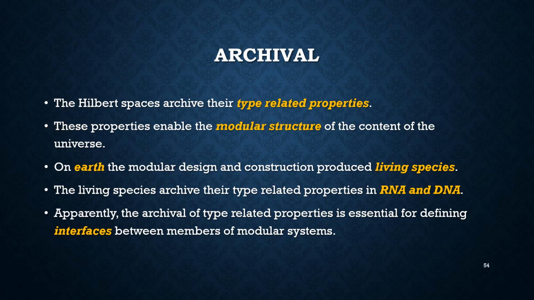The Hilbert spaces archive their type-related properties. These properties enable the modular structure of the content of the universe. On Earth, the modular design and construction produced living species. The living species archive their type-related properties in RNA and DNA. Apparently, the archival of type-related properties is essential for defining interfaces between members of modular systems.